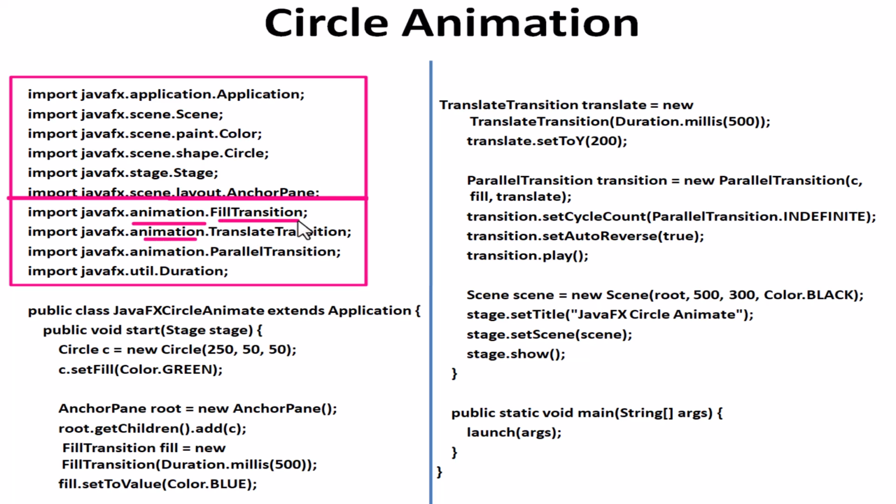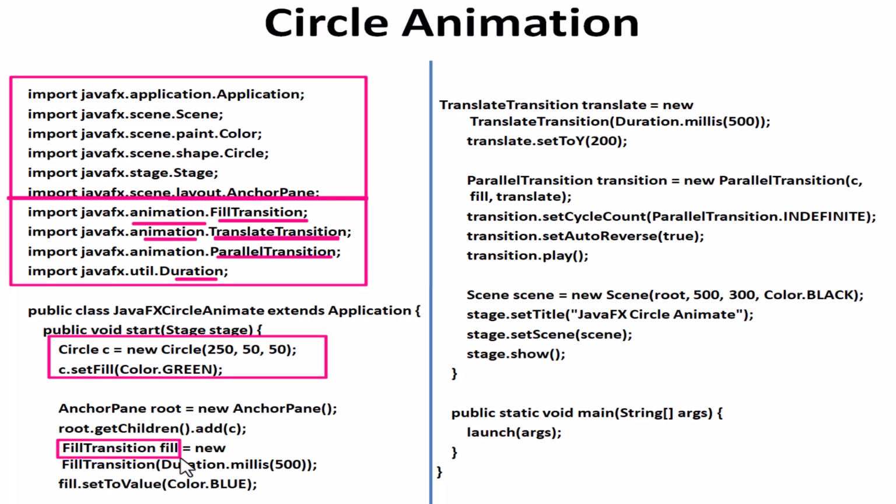The first one is fill transition. Transitions mean it is going to affect how you transform the particular slide content. Next, translate transition, parallel transition, and util duration, which is how long the transition should exist on the animated object. Already in the previous program we set the color to green. Next, here the transition starts.